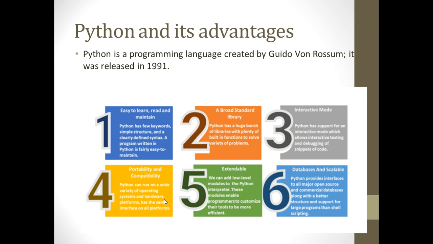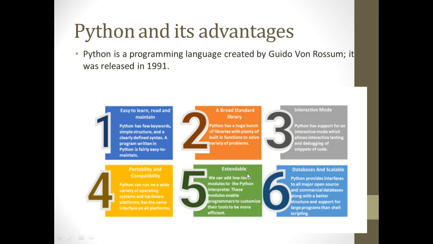A Python program written on a 64-bit operating system can also be run on a 32-bit operating system. So it is portable from one operating system or hardware to another operating system or hardware. Python can run on a wide variety of operating systems and hardware platforms. It has the same interface on all the platforms.